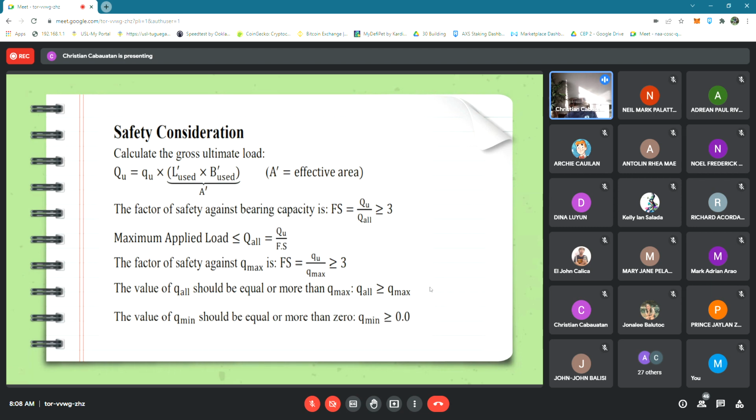If the value of Q allowable is equal or more than the Q max, ano ang gagamitin natin? So titignan natin later on dyan. And if the value of Q min should be equal or more than 0, ano yung ating gagawin? So tignan natin later on during our computation.